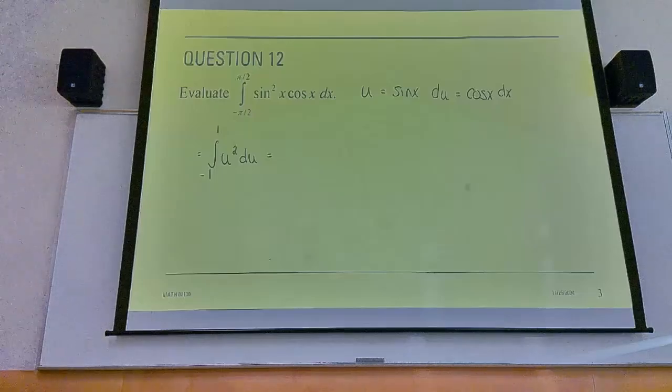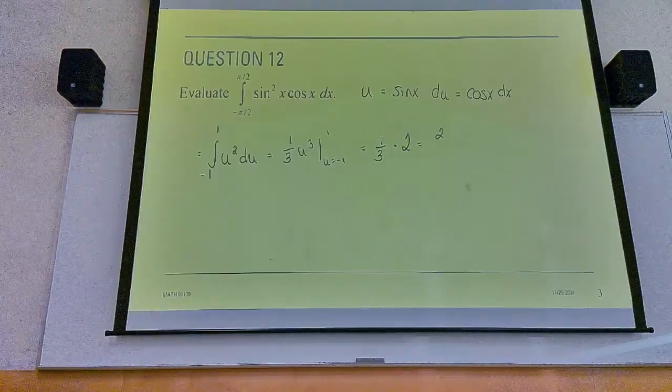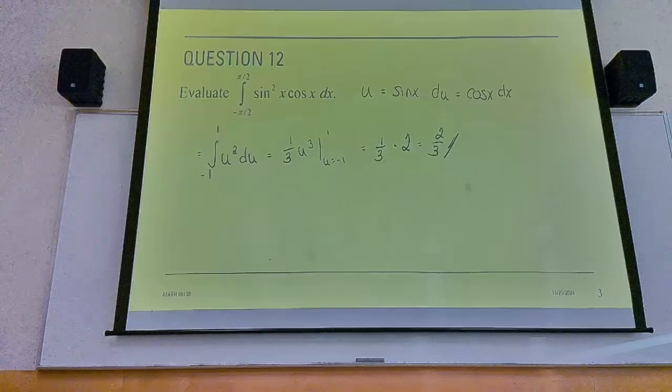Antiderivative of u squared. One cubed. Negative 1 cubed. 1 minus negative 1. So this integral's 2/3.